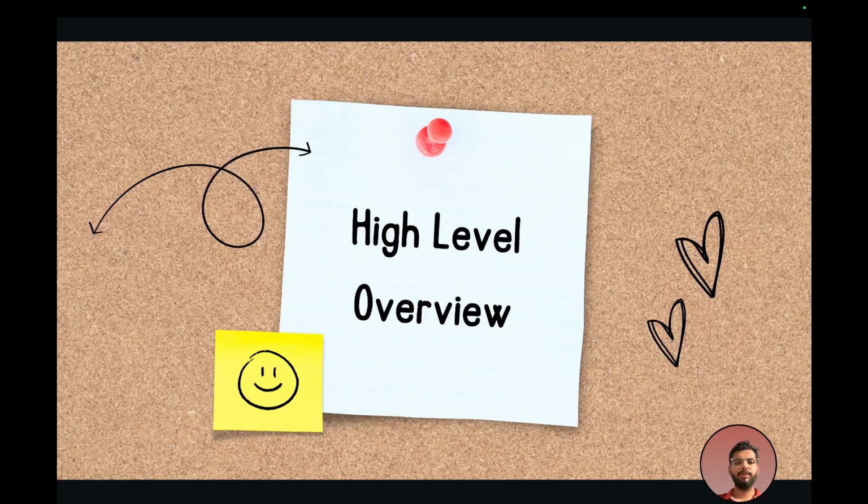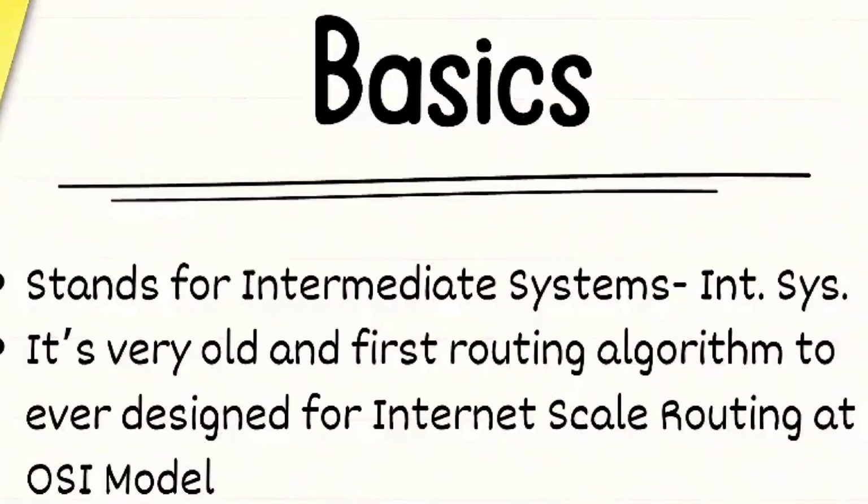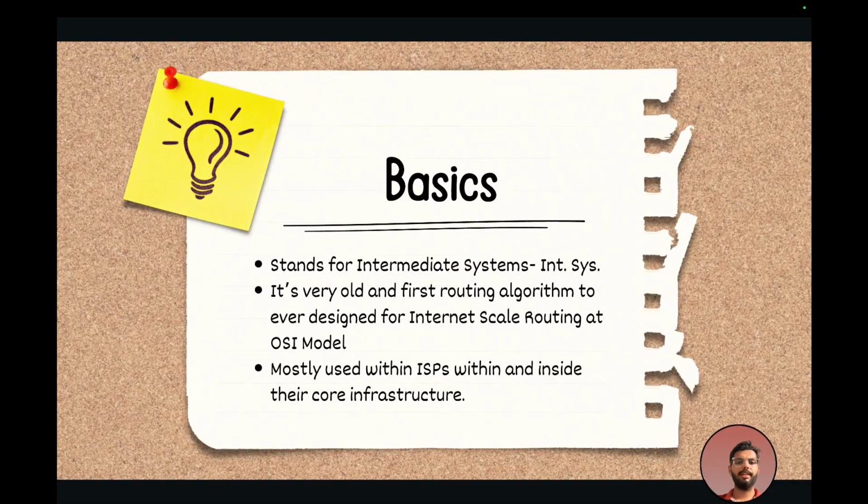Now let's get to know a very high level overview of the ISIS protocol. To start with the basics, intermediate system to intermediate system is the full form of the ISIS protocol. It's a very old and the first routing protocol ever designed for internet scale routing at the OSI model. Mostly it is used within ISPs and inside their core infrastructure. That's the main infrastructure where ISIS is being used nowadays.